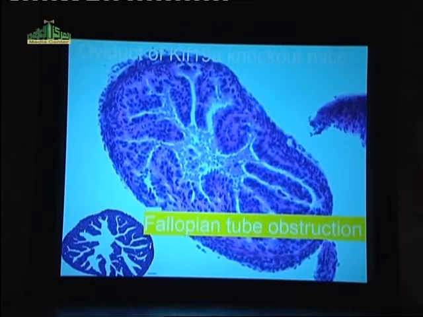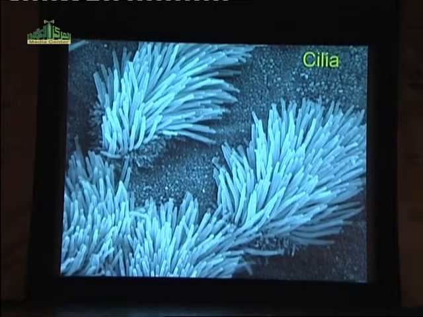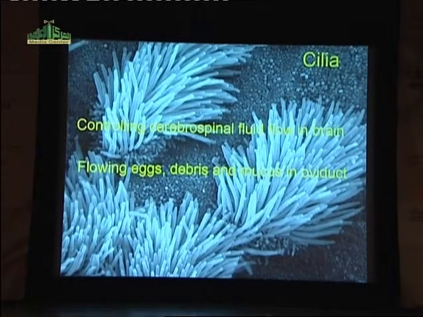So this is the wild type. And on the fallopian tube, oviduct or ependymal cell surface, there are cilia, like this, okay? So we focused on the cilia. These cilia control cerebrospinal fluid flow in the brain, and in the oviduct, they move eggs, debris, and the mucus in the oviduct.